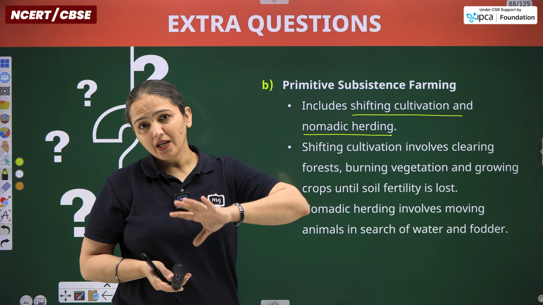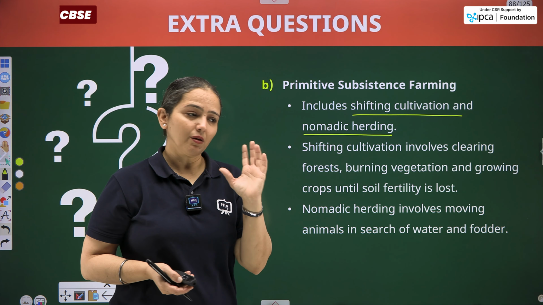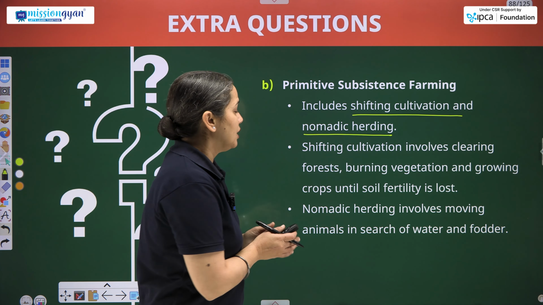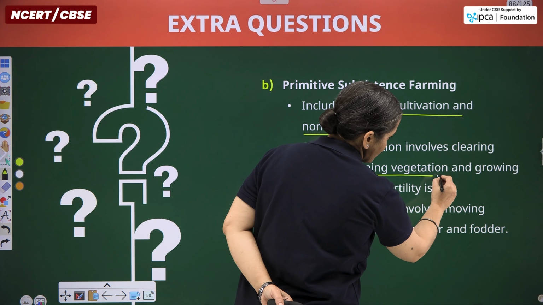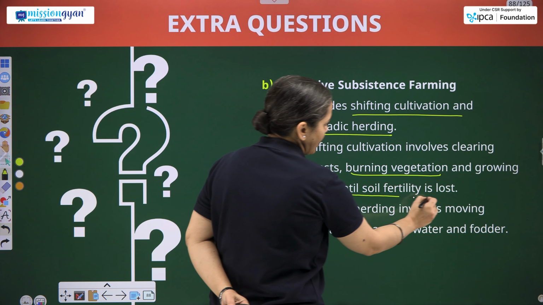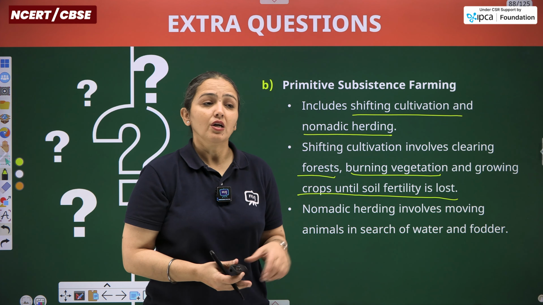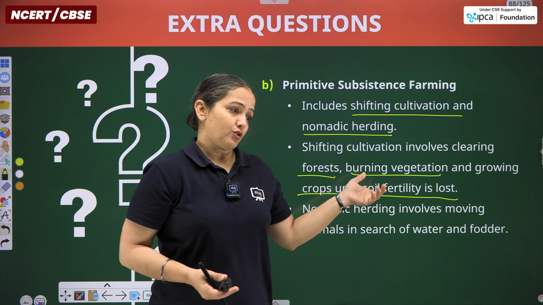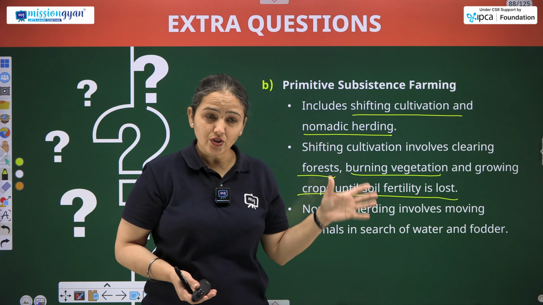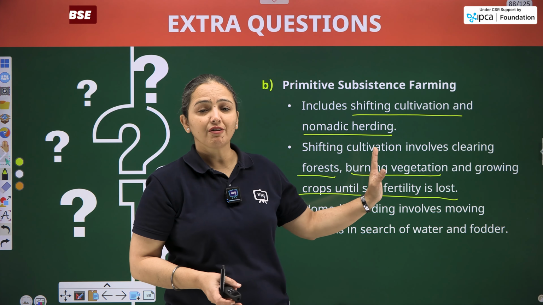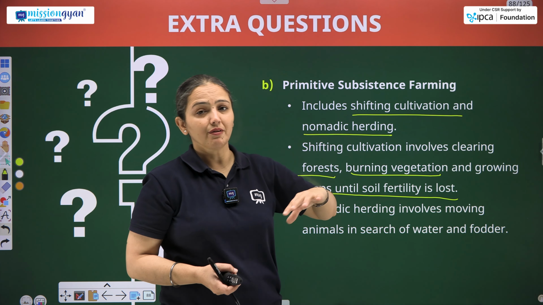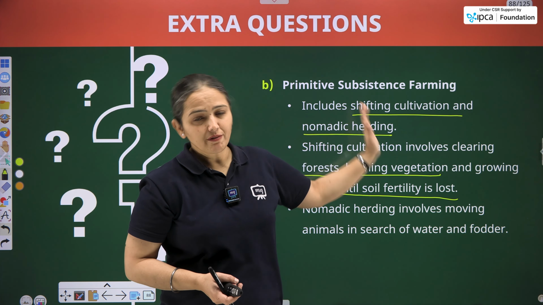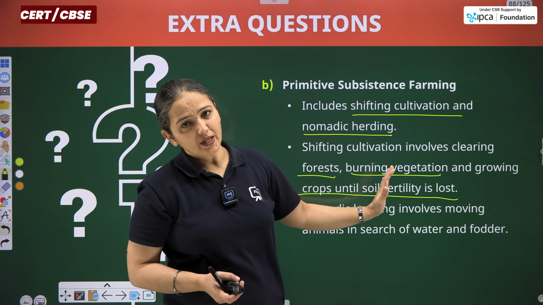So the remaining ash is mixed with the soil as an organic manure to improve the fertility of the soil. So shifting cultivation involves clearing forests, burning vegetation, growing crops until soil fertility is lost. So finally, if the soil fertility is lost, then this plot of land will be left abandoned and the nomadic herders will move ahead and they will do the agriculture over there while following the same method of slashing the trees, burning the remains likewise.